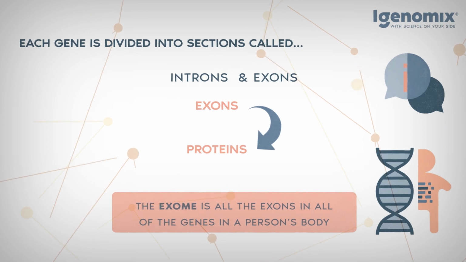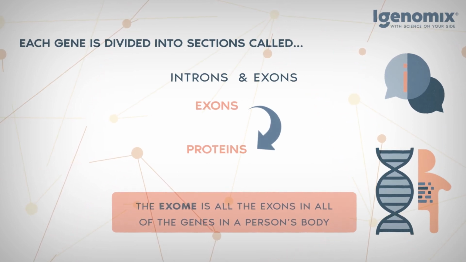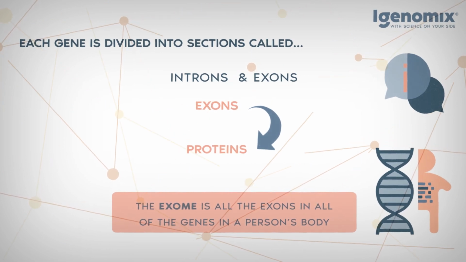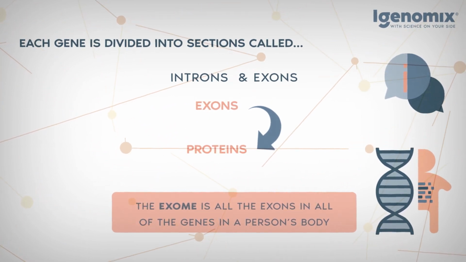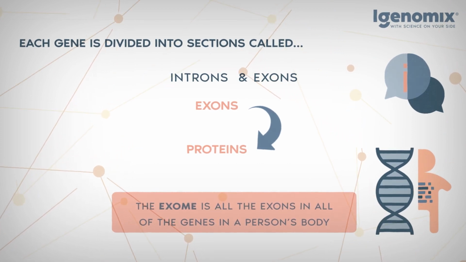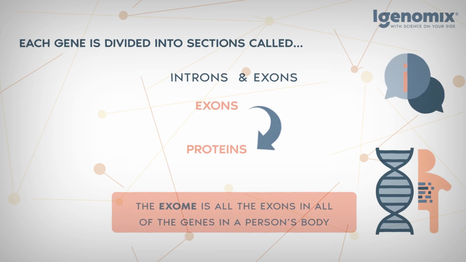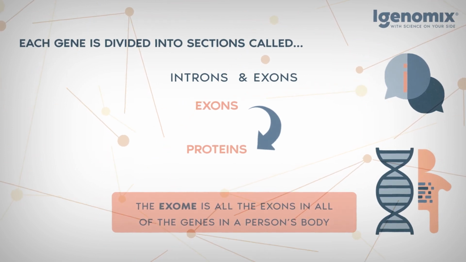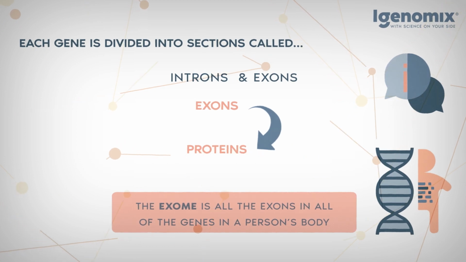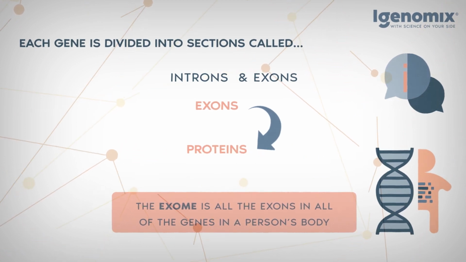Each gene is divided into sections called introns and exons, and the exons are the parts of the gene that are used to make the protein. Most of the spelling changes that are associated with a genetic condition occur in an exon. The exome is all of the exons in all of the genes in a person's body. Therefore, whole exome sequencing looks for spelling changes in all of the exons in all of the genes in a person's body.